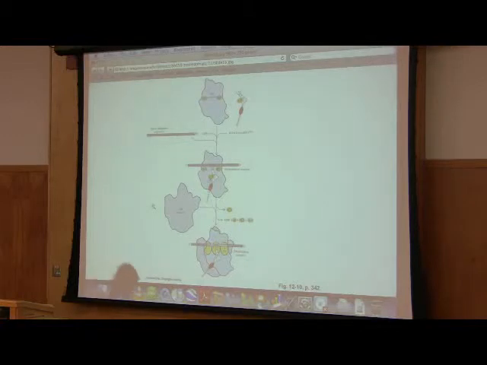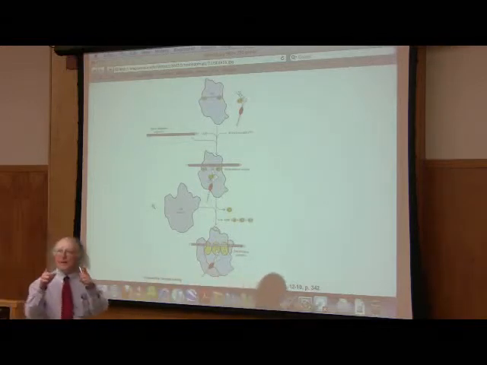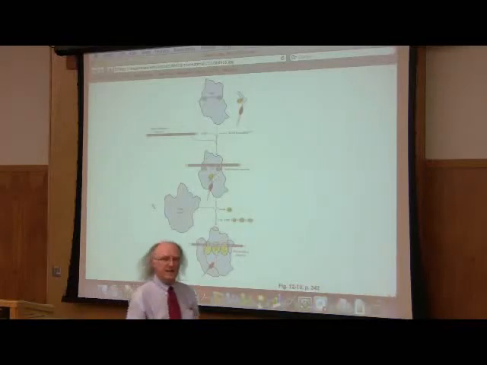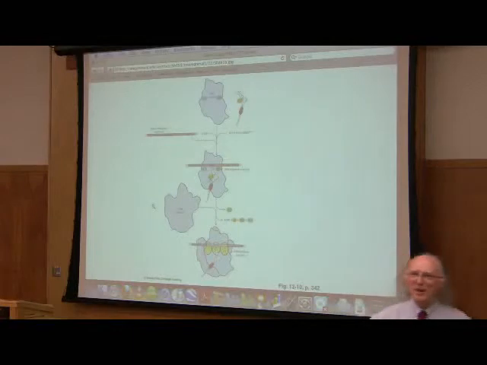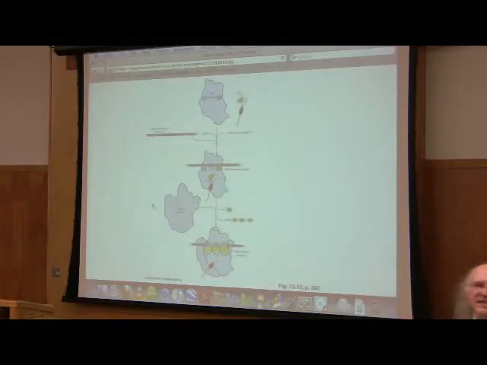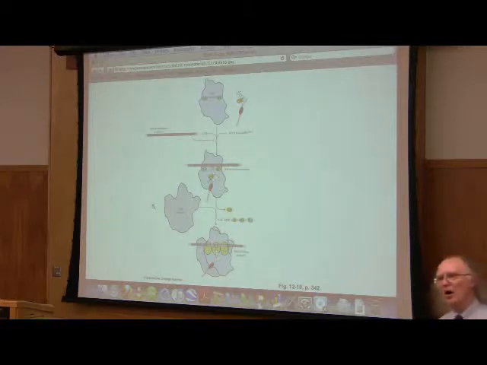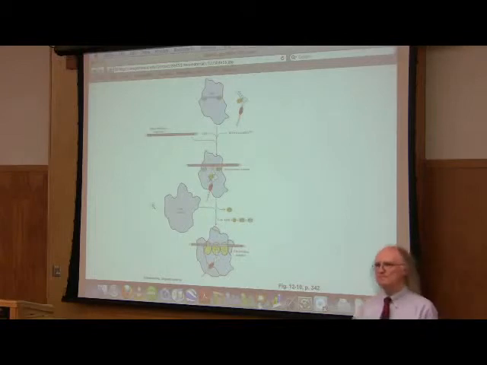Okay, so the Shine-Dalgarno sequence is a sequence of about 6 bases. S-H-I-N-E dash D-A-L-G-A-R-N-O. Those are the names of the people who discovered these sequences.